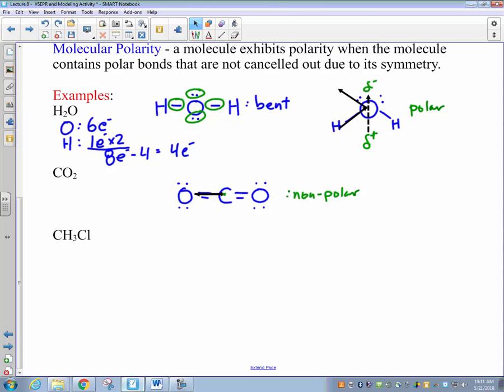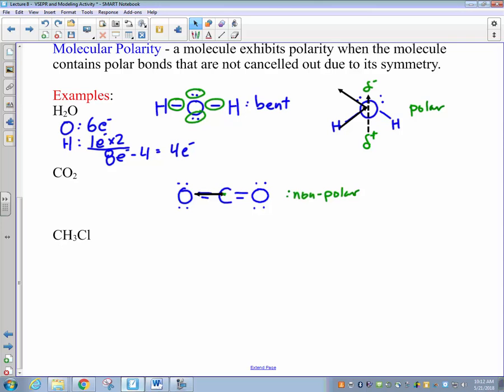The second requirement is that the arrangement of those polar bonds around the central atom must be asymmetrical, such that when you add the vector dipoles together, the sum does not equal 0. So again, there are your two qualifying criteria for what makes a polar molecule. You need to have polar bonds which are asymmetrically arranged.